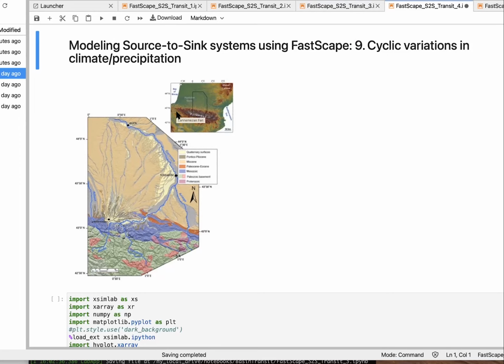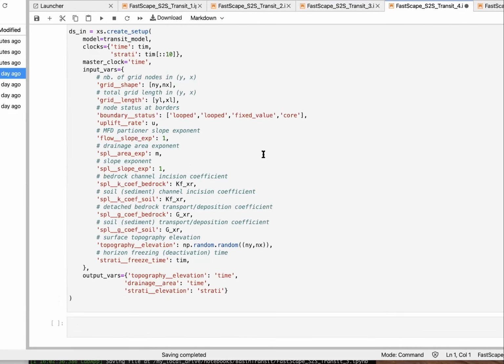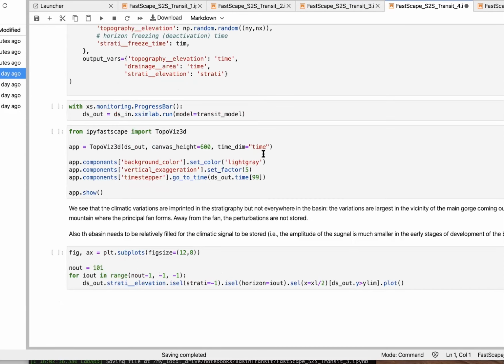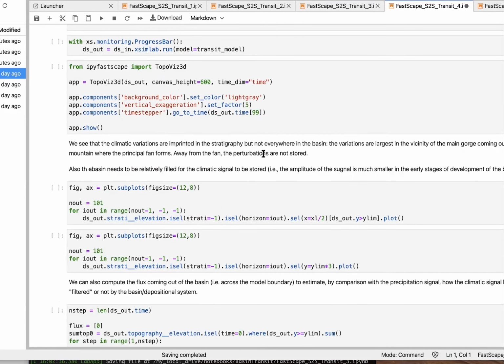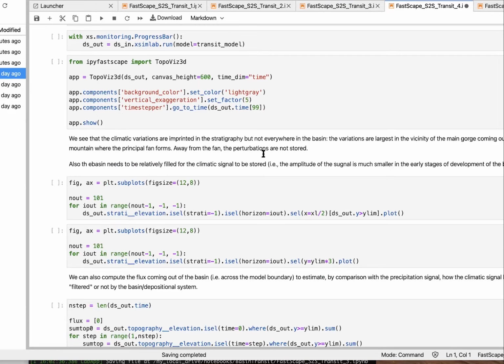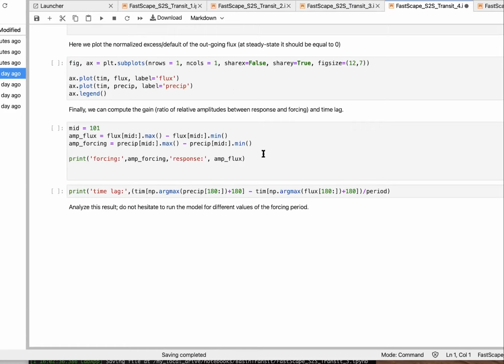I'm not going to do it now, but you're more than welcome to run these, look at the output and play with the source. Look at the structure side of this. The signal is stored into the stratigraphy, but of course, we're also going to look at the flux coming out and see, does it make sense or is it more complicated again? And play with the period of excitation. Okay, the period of the cycles.